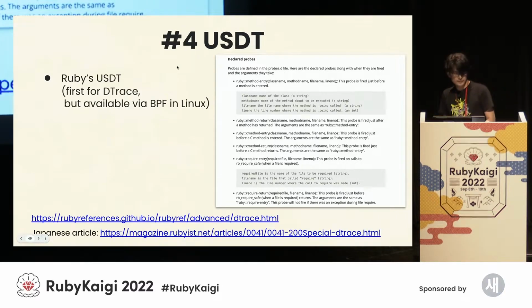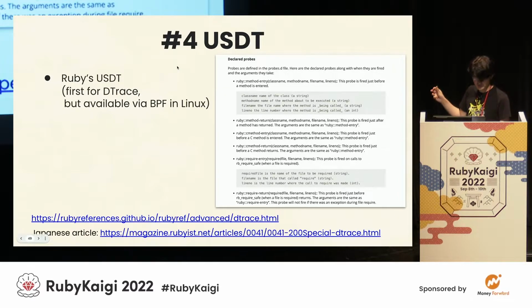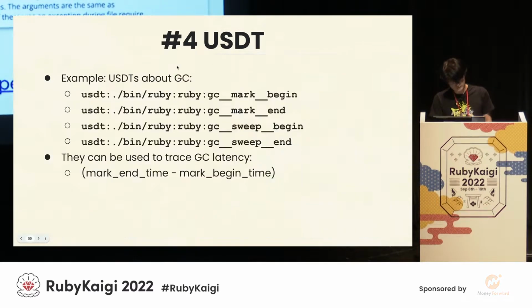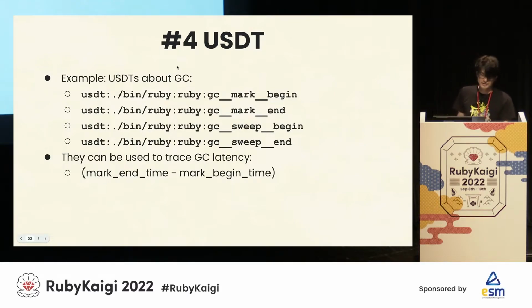Ruby has some USDT definitions and it is documented, so please refer to it later. There are some USDTs about GC in Ruby: GC mark begin, GC mark end, GC sweep begin, and GC sweep end. So maybe they can be used to trace GC latency, right?